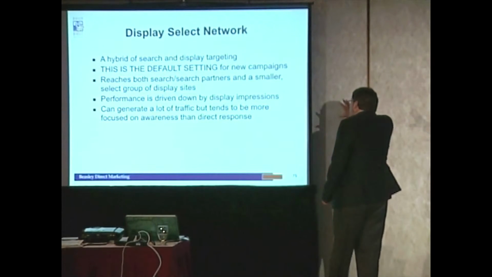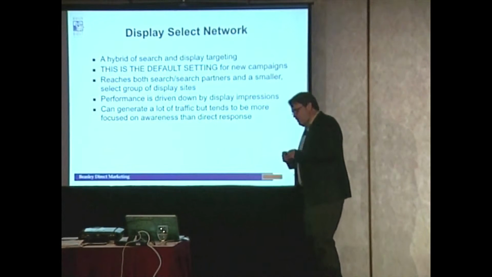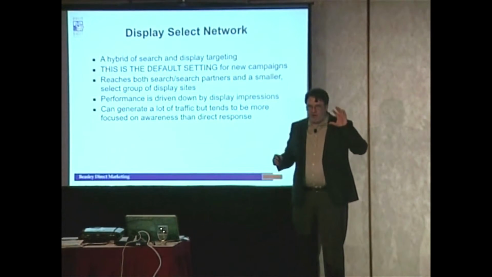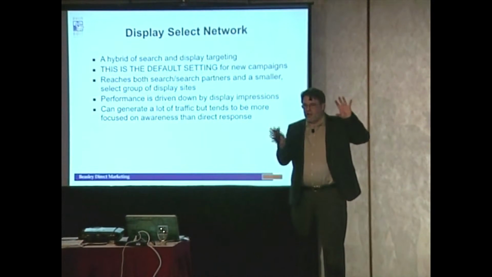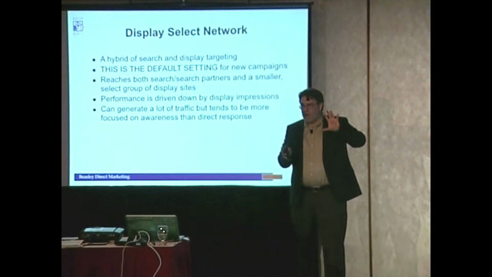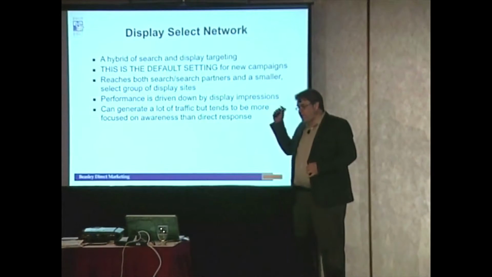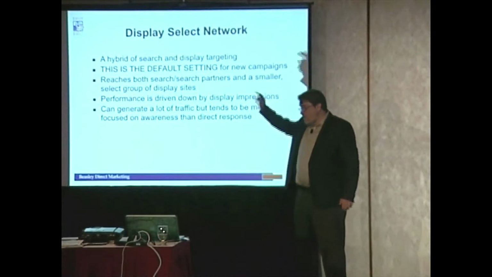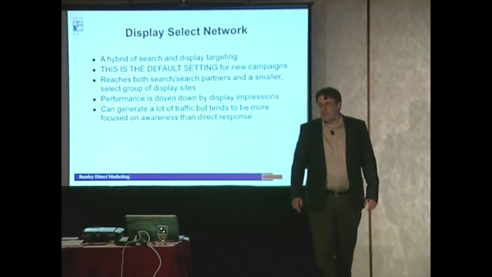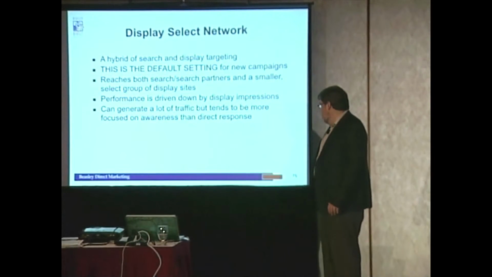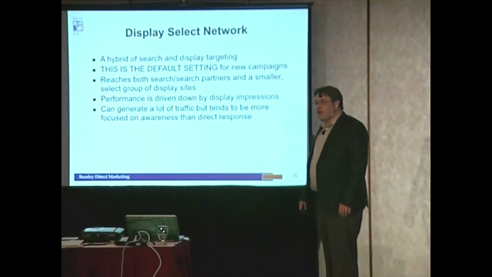Now, the display select network. This is a hybrid of the search network and a display network. Google's trying to give you the most reach with some good targeting and some functionality. This is, when you create a new campaign, this is your default, okay? I don't like that it's the default.